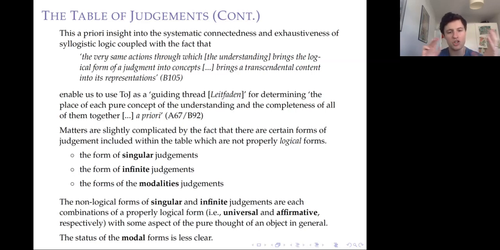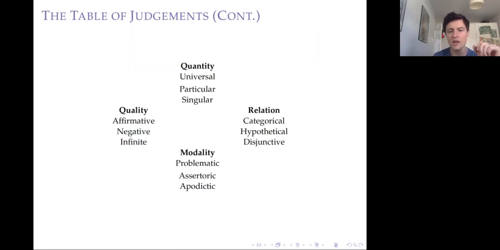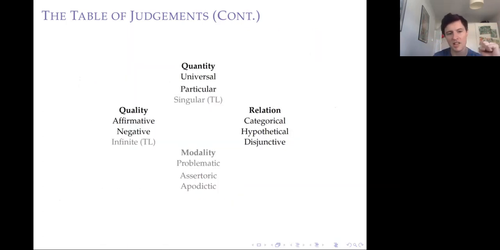Singular and infinite judgments shouldn't trouble us too much because the idea here, I think, is simply we take a logical form and then we take some aspect of the pure content of a thought of an object in general, and somehow the two coming together get us something which is nonetheless native to the pure understanding as the pure understanding, but which isn't just logical.